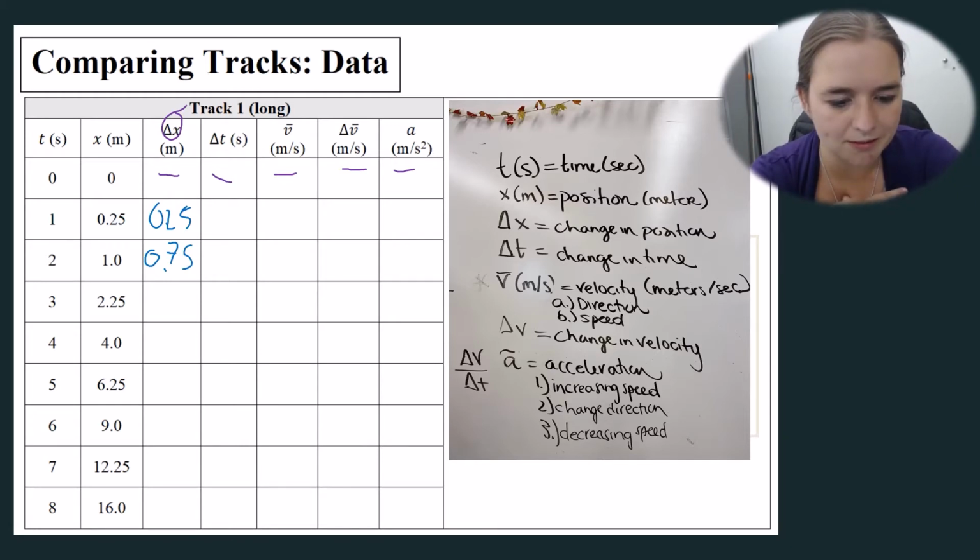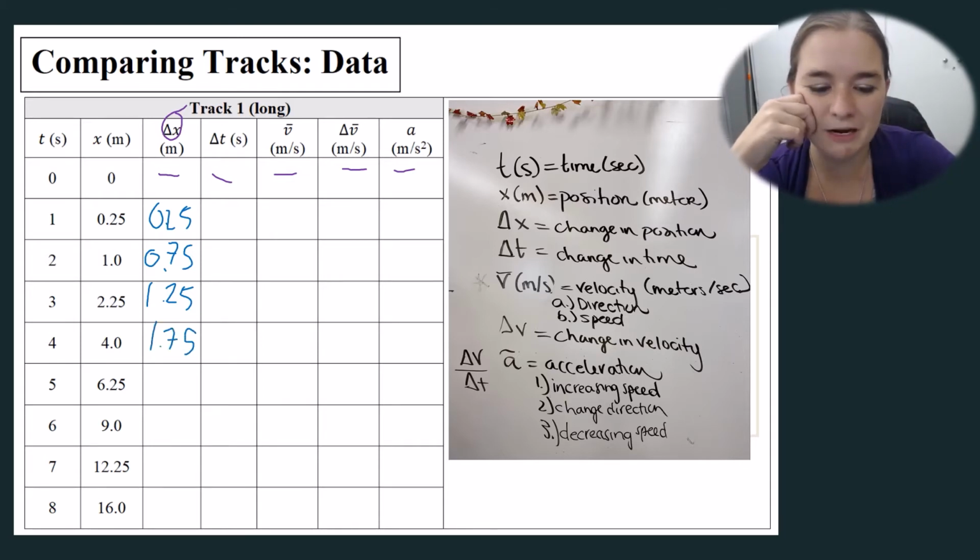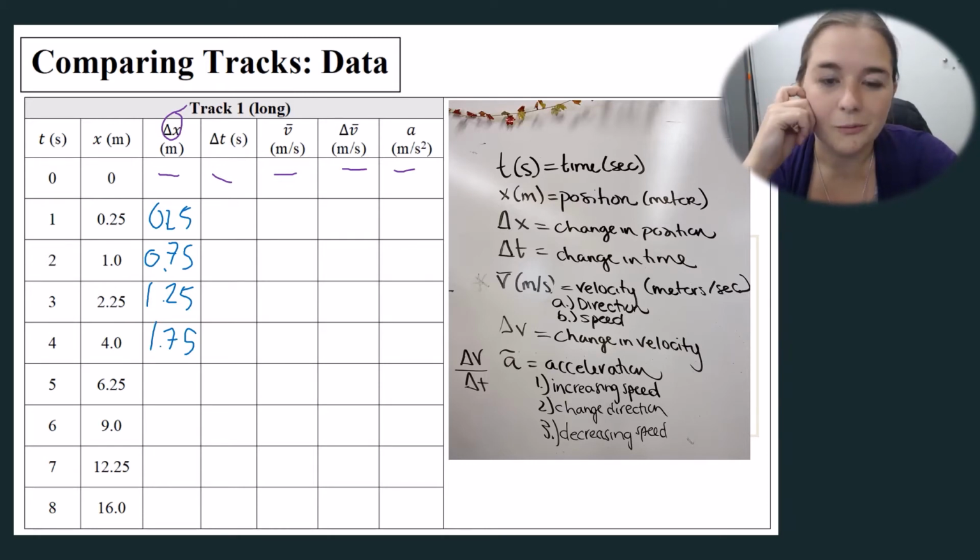From 2.25 to 1, well, that was a change of 1.25. From 2.25 to 4, that was a change of 1.75. Pause the video now and you can fill in the rest of that column on your own. When you're ready, now let's talk about change in time.